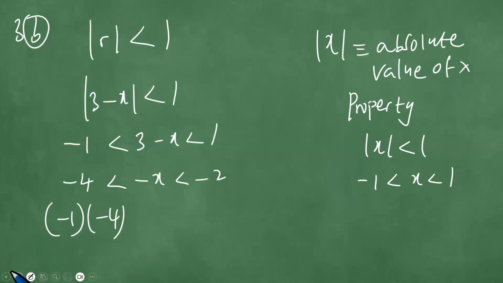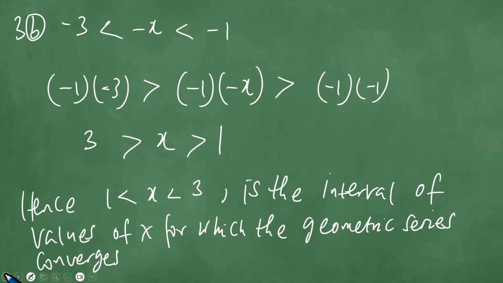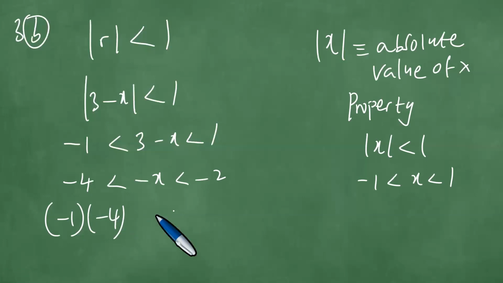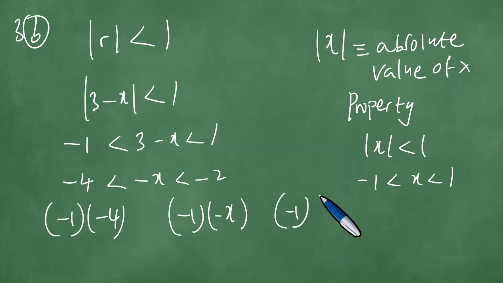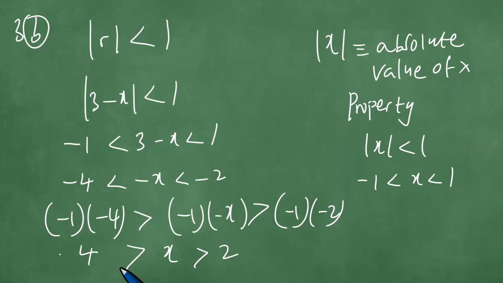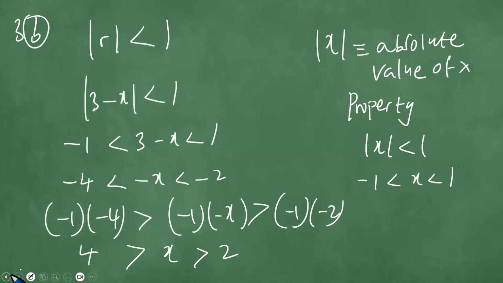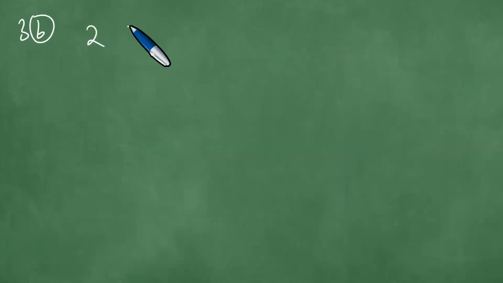Okay, you multiply through by minus 1. You see here, we multiplied through by minus 1, and the inequality changed direction. It was less than and then became greater than. Even here, I multiplied through by minus 1. So 3b, 2 less than 4.